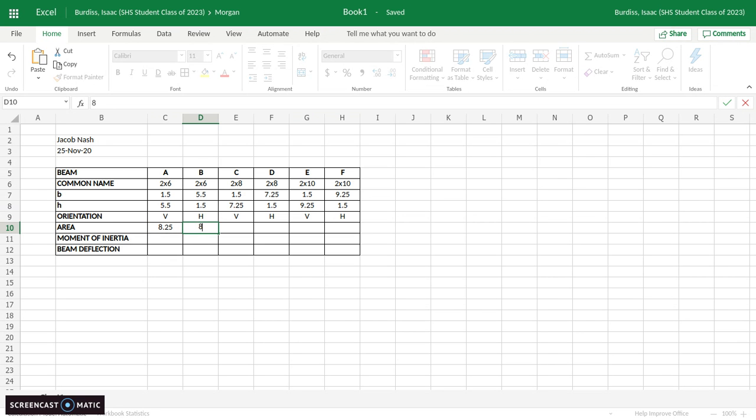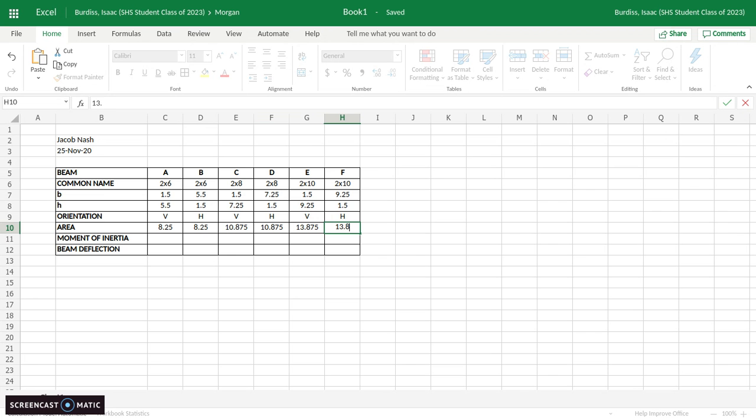Now the area, we found out that was 8.25. Still 8.25 because all you have to do is multiply these. It doesn't matter which order they're in. They will still be the same thing. Then it's 10.875 for this one. And then same for this one. Then 13.875 on this one.